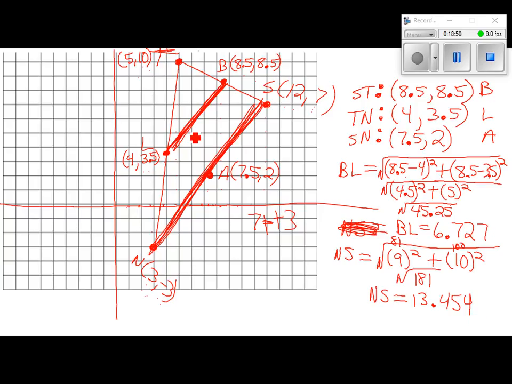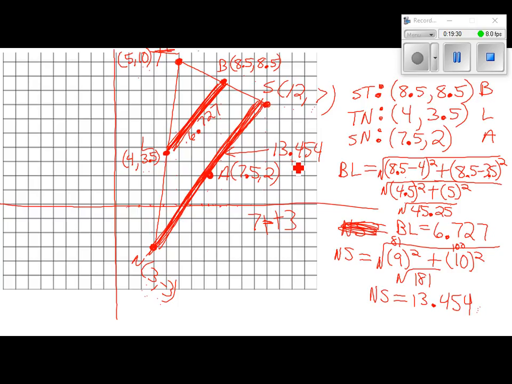So this segment is 6.727. This segment, the side of the triangle from here to there, is 13.454. Well, what should be true about those two is this mid segment should be half as long as that one. So if we take that 6.727 on our calculator and multiply it by 2, we should get awful close to that one. And if you take this and multiply it by 2, you get exactly that right there.